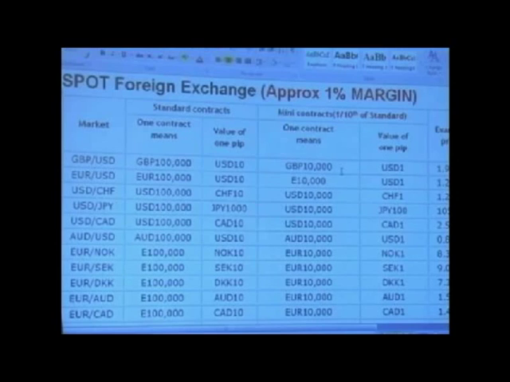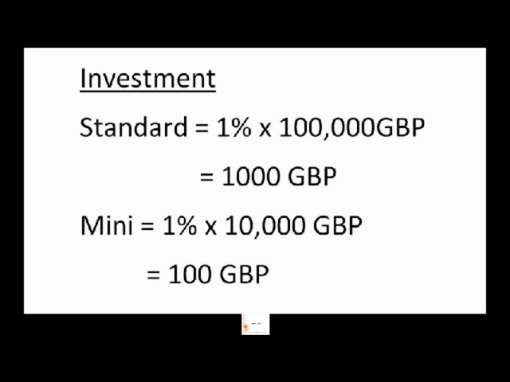So, when you're trading the pound US, for a standard contract, your investment is 1% of 100,000, which is 1,000 pounds, and for mini contract, it's 1% of 10,000, which is 100 pounds. Got it, everyone? Okay, let's take a complete example.